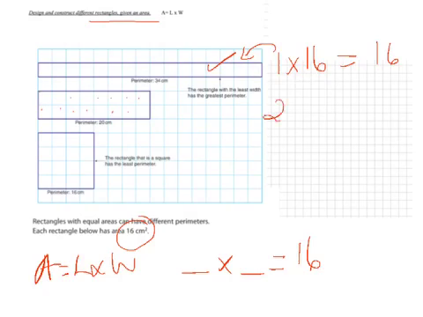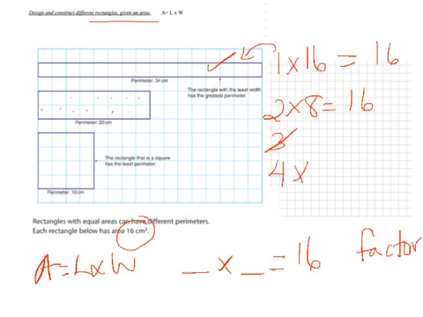Here we have 2 by something. Well, 2 times 8 equals 16. There is no 3, so with area you aren't always going to be able to count up. You're actually just looking for all of the factors of 16.